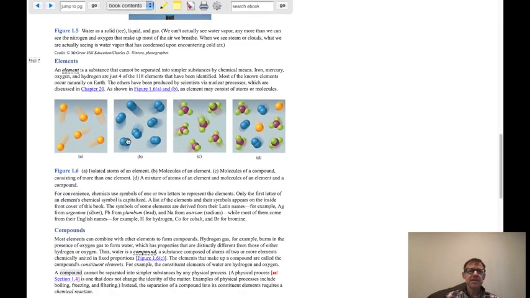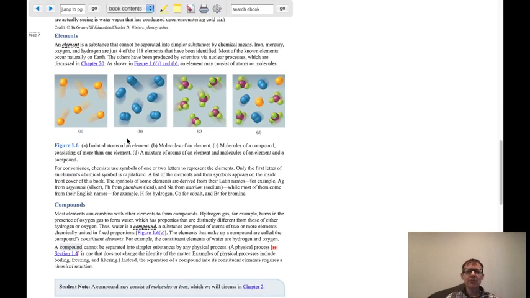Okay. So here are a couple of pictures. This is figure 1.6 showing you isolated atoms. That's in figure A. So those are individual atoms of an element. And we'll talk more about elements as we go through the periodic table. In slide B here, you see molecules. So notice the molecules, they're all the same color. So that means they're all the same element. But in this case, there are two atoms stuck together. So when we have atoms stuck together like that, we call them molecules.